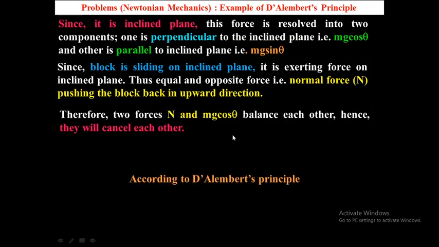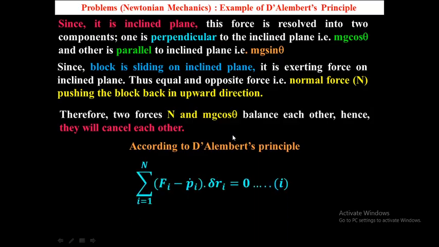According to D'Alembert's principle, the equation is: summation over i equal to 1 to n of (Fi minus Pi dot), where Fi is the actual force and Pi dot is the reversed effective force, dot delta ri, the virtual displacement, is equal to 0. This is the equation of D'Alembert's principle that we have already derived in our previous lectures.